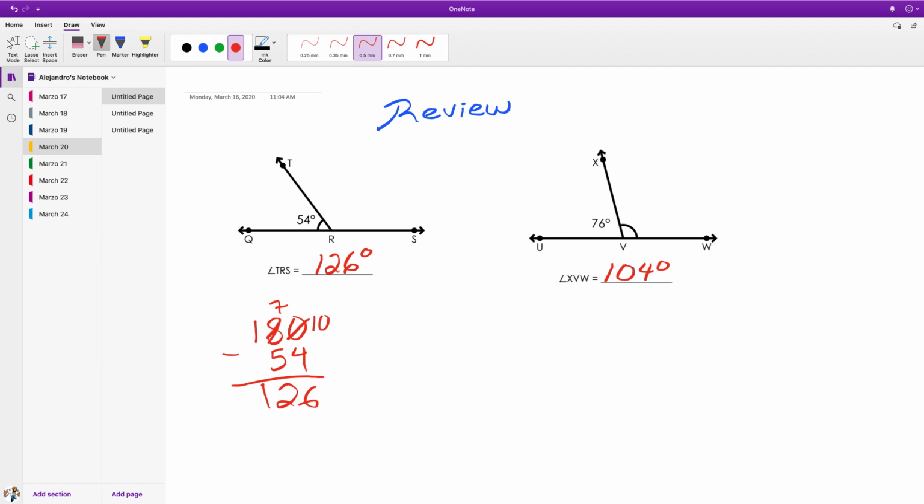In order to get the measure for XVW, you do a subtraction, 180 minus 76. You do the regrouping really quick. The 0 becomes a 10, the 8 becomes a 7, so 10 minus 6 is 4, 7 minus 7 is 0, and you bring down the 1, and the measure of that angle is 104. So guys, those are the answers.